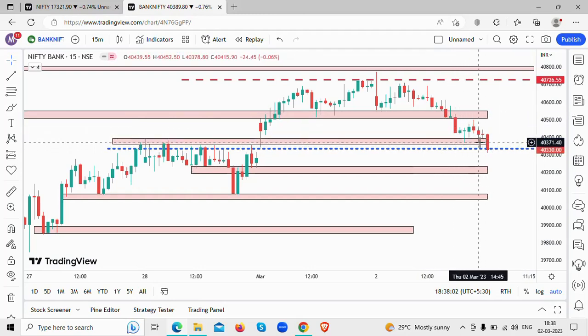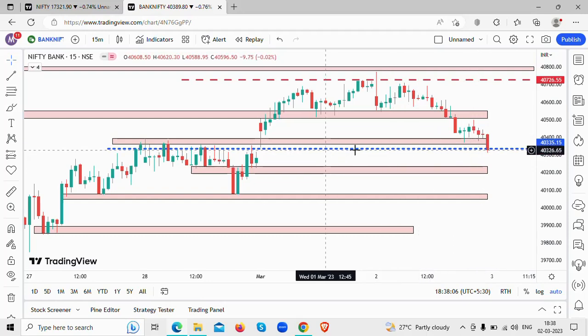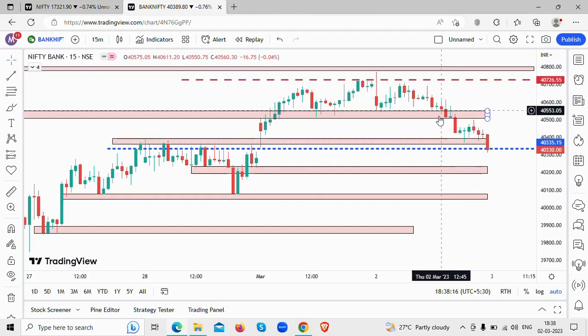This particular support level and the previous day low were almost close to each other. So the price came back and tested this particular level. These are the levels where you should not be looking at taking short positions.